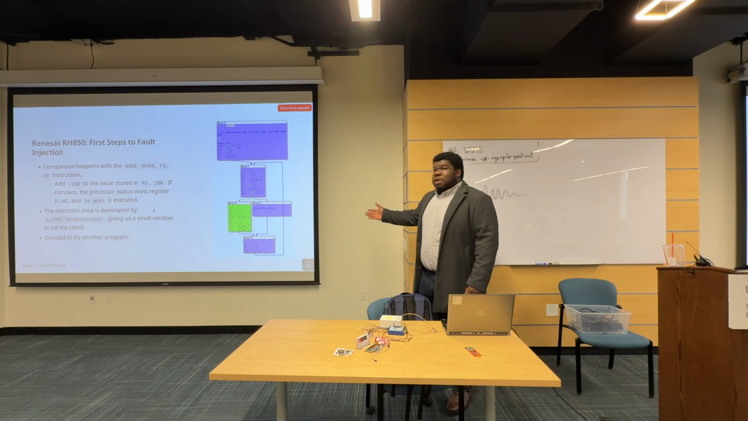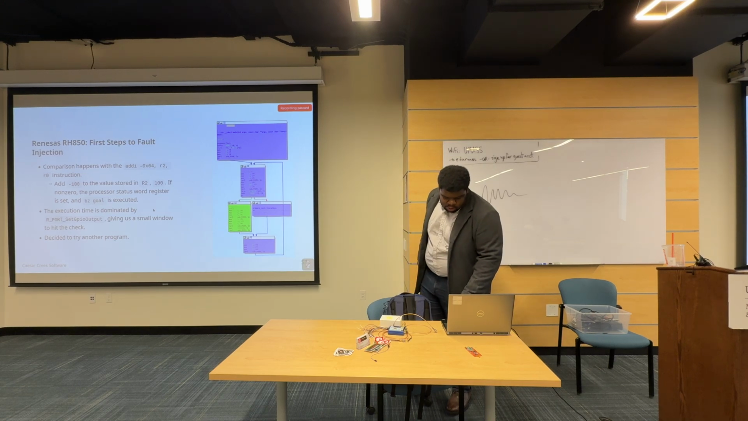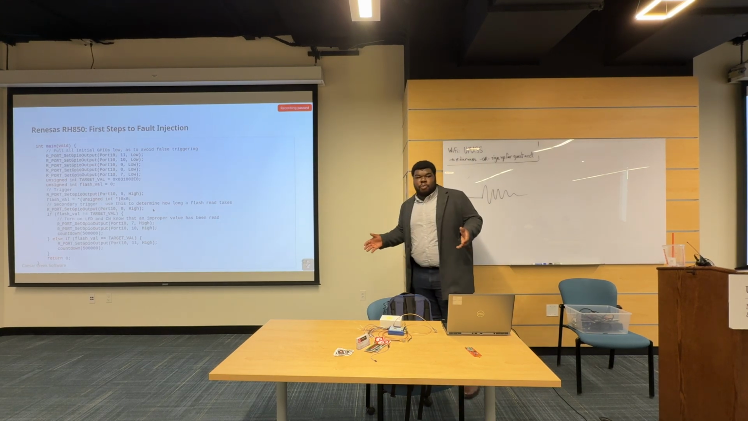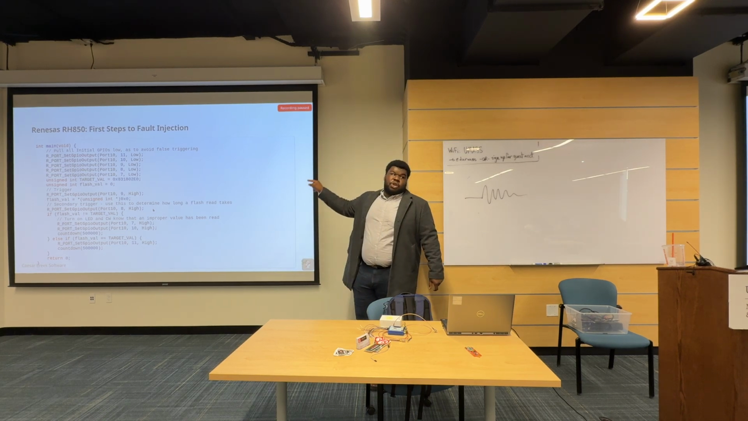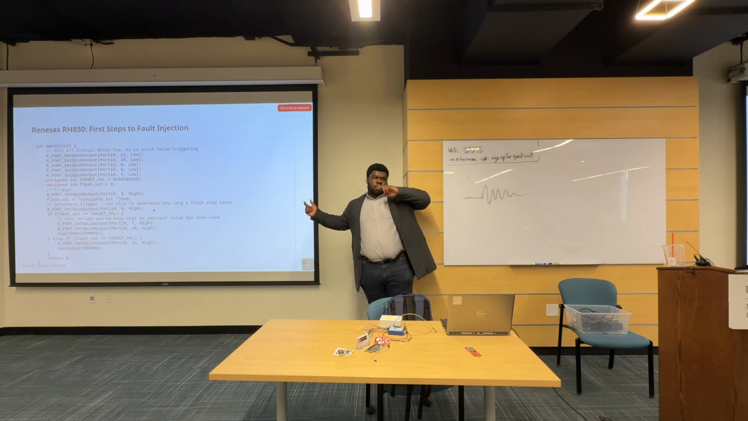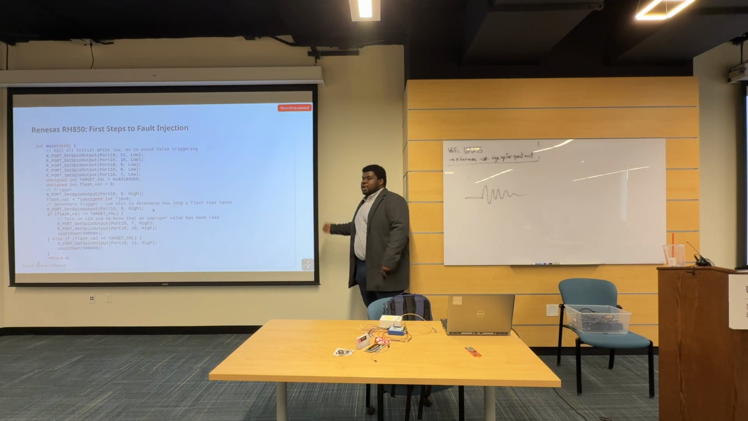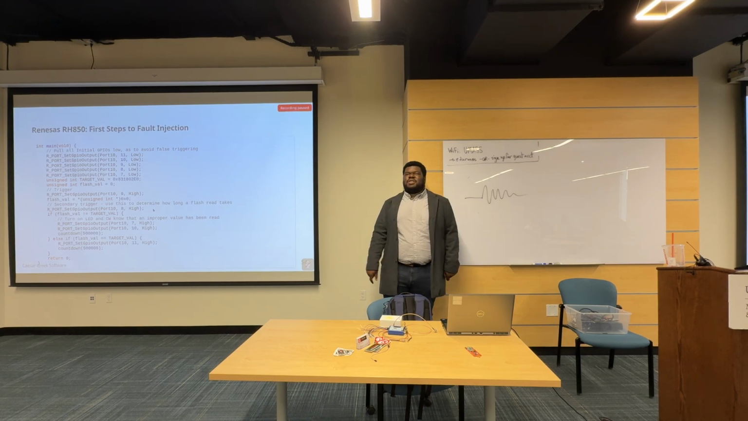So we said, all right, let's try another program and see if we can do something simpler. We did kind of the same thing, but instead we triggered on a flash read. We waited for it to try to read the flash and corrupted the value there. Because reading from the flash takes a very long time, we now have a lot more time to actually hit the glitch.